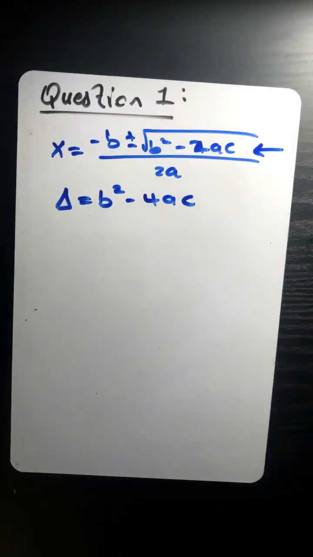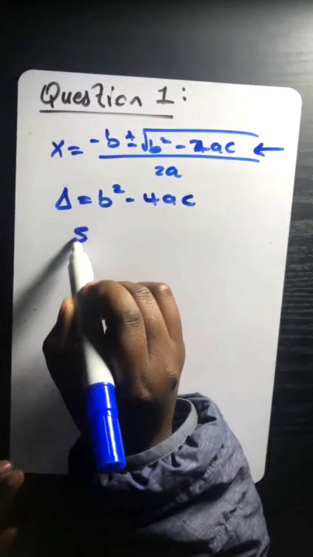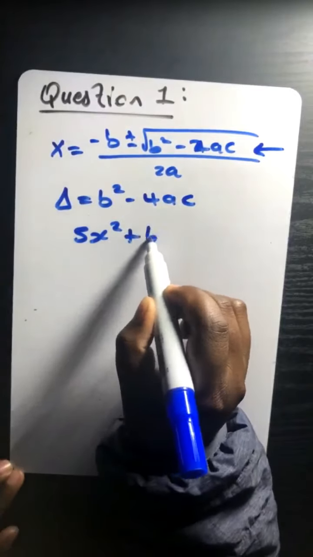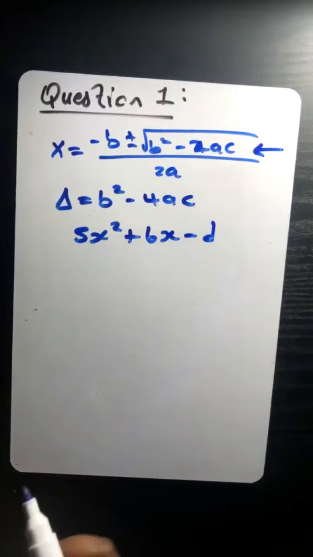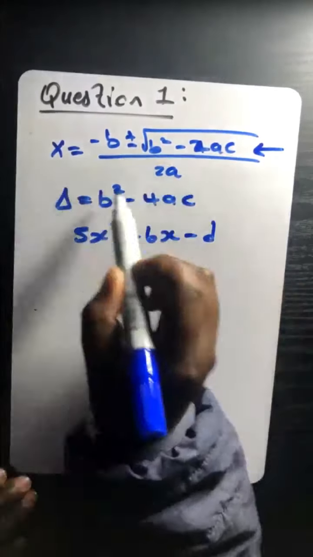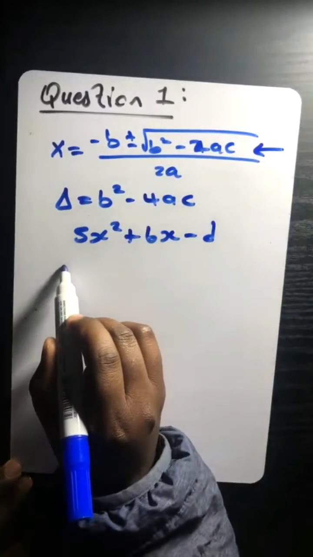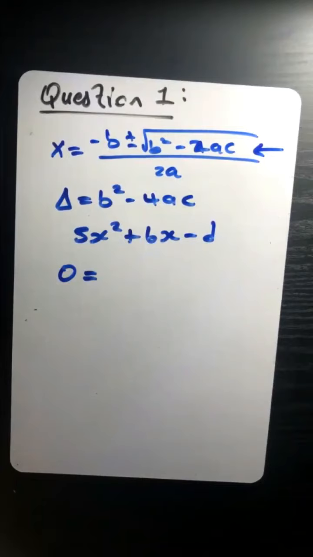Very, very important, ladies and gentlemen, that you fully understand. Remember, they've given you a situation where you've got 5x squared plus 6x minus d. So you use this formula and you equate everything to 0. Our delta is equated to 0 because they said equal roots. We don't have enough time, but I'll explain this in some other lesson.